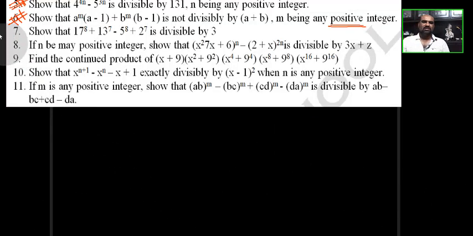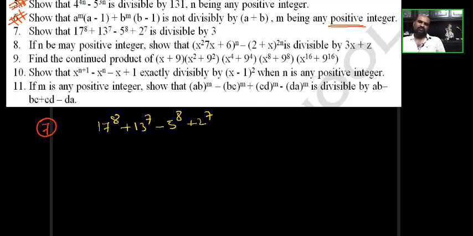Yeah. Next I want to prove the problem number 7 here. We want to prove that 17 power 8 plus 13 power 7 minus 5 power 8 plus 2 power 7 is divisible by 3. For these type of problems, we want to prove that a plus b is a multiple of 3. Here 3 is a prime number. So it is enough to prove that a is a multiple of 3 and b is a multiple of 3. Their addition is obviously a multiple of 3 only.